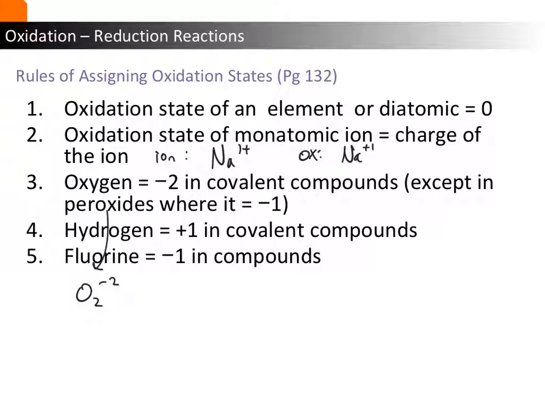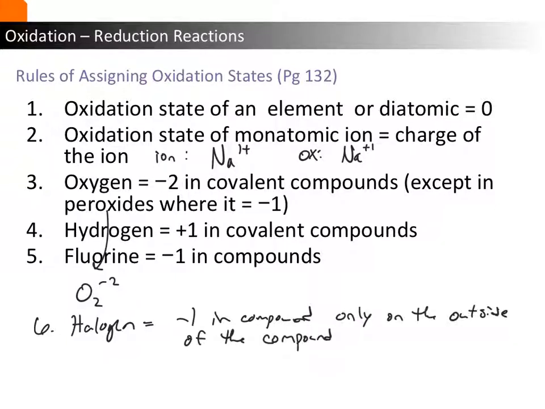I'd like to quickly add in a 6th rule, if you wouldn't mind, and it pertains particularly to halogens. Halogens, when they're on the outside of a compound, meaning the ligand, if they're not the central atom, are also -1 in compounds. But they may change if you have them as the central atom. So halogens are -1 in compounds as long as they're on the outside of the compound. Other than that, these rules are pretty much all you need to know in order to do the following practice problems.